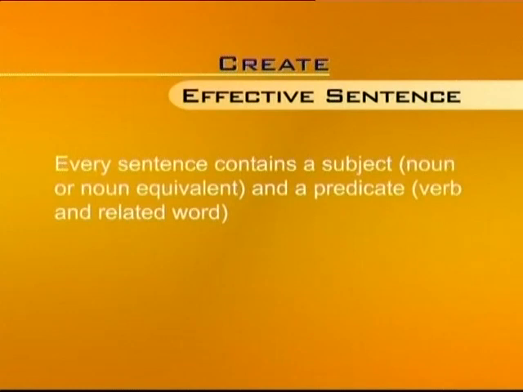You will need to keep in mind that every sentence contains a subject, which would be a noun or a noun equivalent, and a predicate, which is a verb and related words. तो अगर आपको लग रहा है कि आपके sentences में सब्जेक्ट और प्रेडिकेट नहीं है, तो फिर आपको उस सेंटेंस को रिफ्रेज करना होगा कि उसमें सब्जेक्ट भी आए और प्रेडिकेट भी आए.